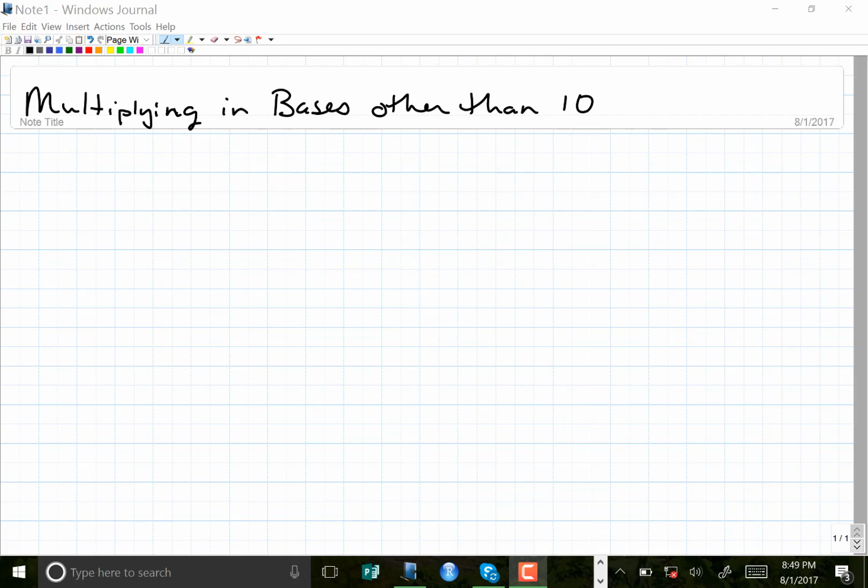We'll start simple and I'll say, let's suppose I want to multiply 322 base 4 by, we'll just use a single digit number, we'll say 3 base 4. Okay, so the thing to remember again in base 4, we can use the symbols 0, 1, 2, 3. And also, our two-digit numbers have a 1's position and a 4's position.